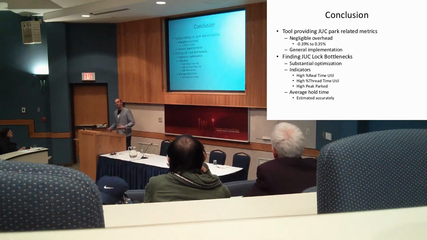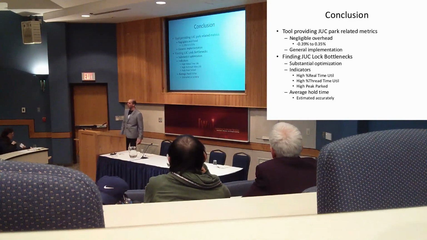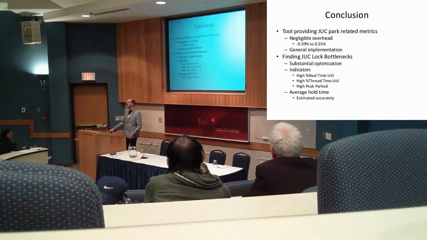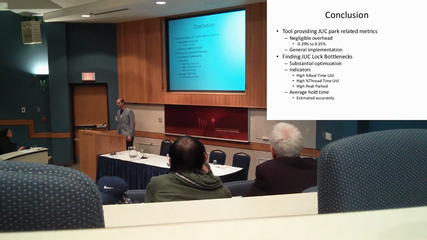We were able to find JUC lock bottlenecks, as you've seen with the example we discussed before, and that leads to substantial optimization. We can use as indicators high real-time utilization, thread time utilization, and peak park. Those are some of the metrics that we discussed before. And we were also able to estimate quite accurately the average hold time. And this is it.